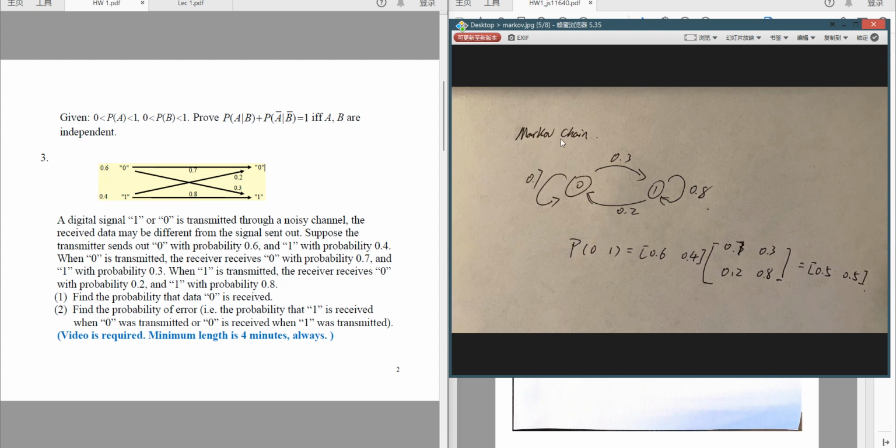So we can use the Markov formula to get the probability of receiving 0 and receiving 1. We can say the first vector is 0.6 and 0.4, the probability of sending 0 and 1, and the next one is the transition matrix. Then we got the probability of receiving 0 and receiving 1 is half and half. That's the second method.